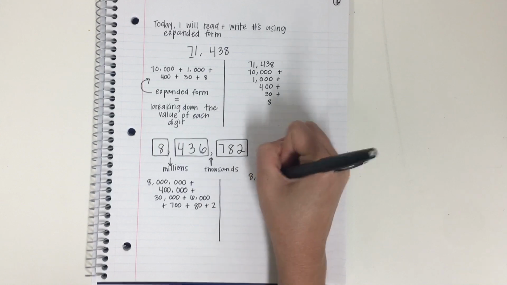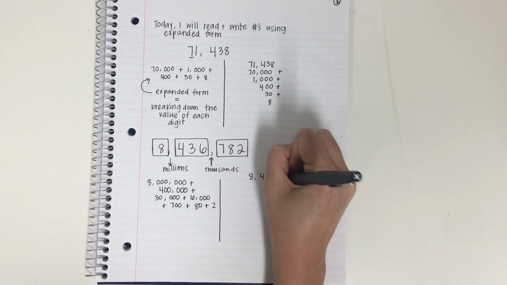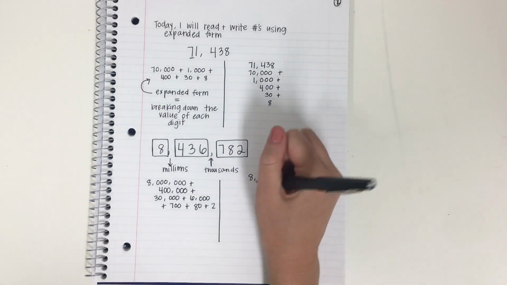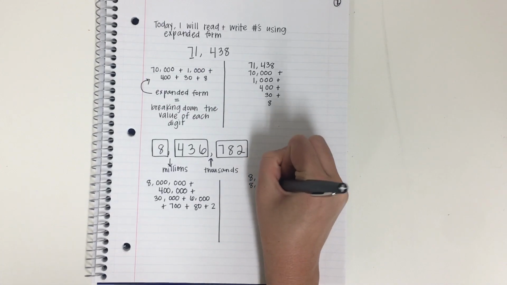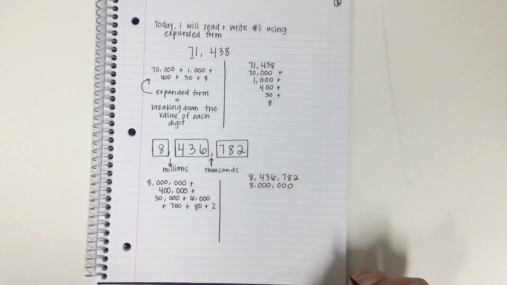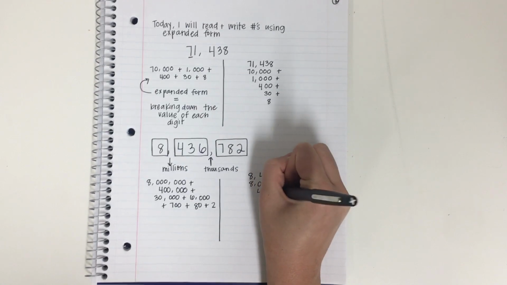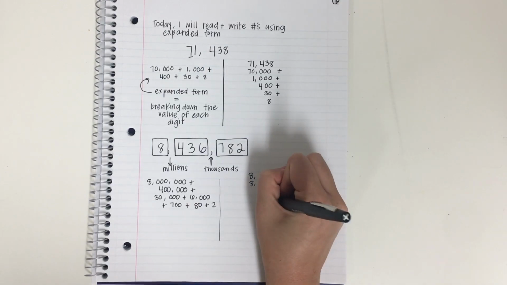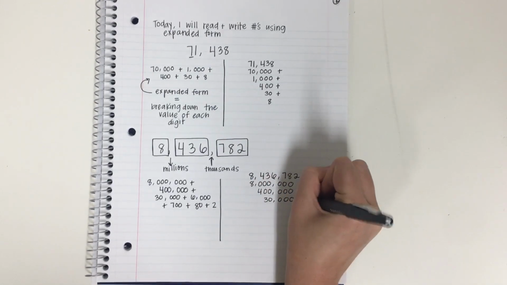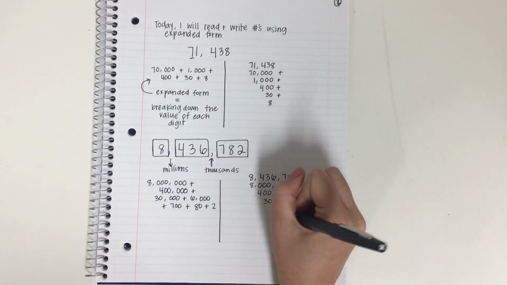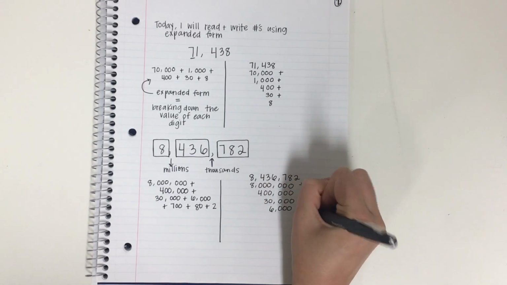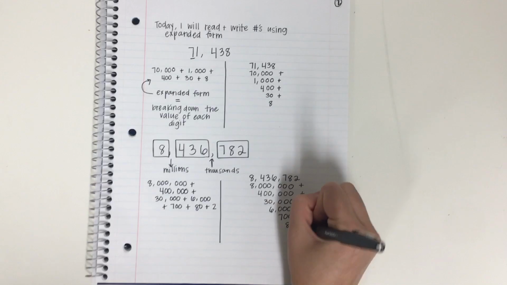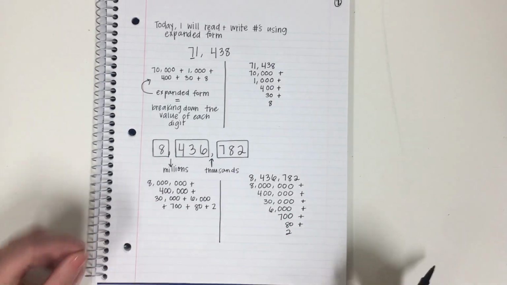Here's the other way you can do it. Rewrite your number in standard form and expand it vertically. So I'm going to do 8 million, 400,000. Don't forget your plus signs like I am. 30,000. 6,000. 700 plus 80 plus 2. So you're just breaking down the digits.